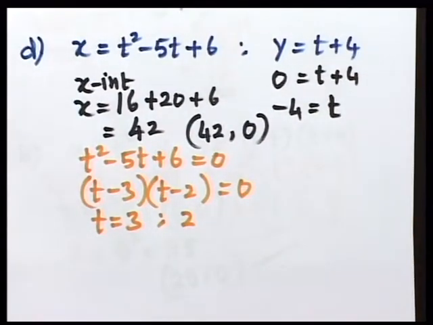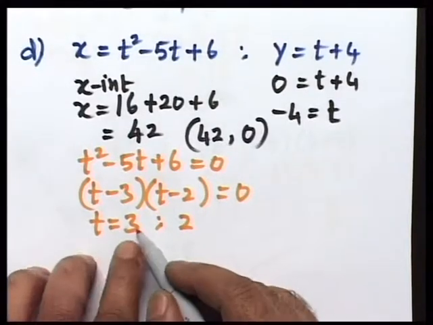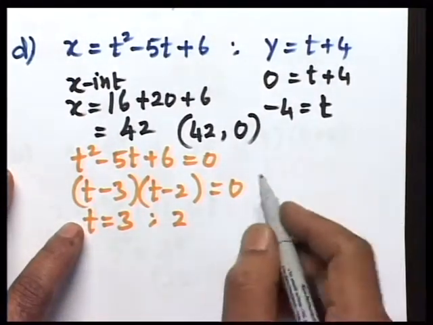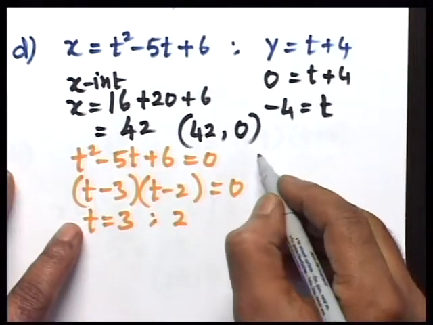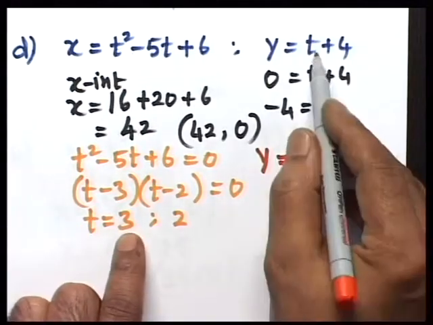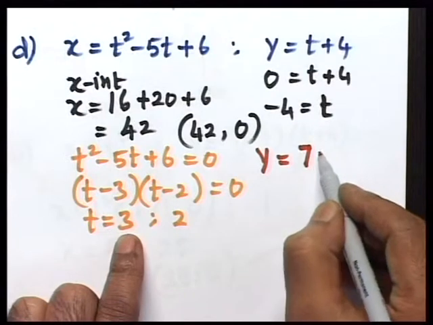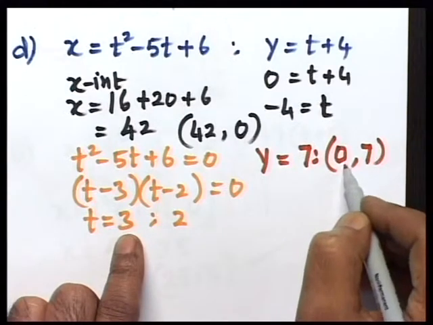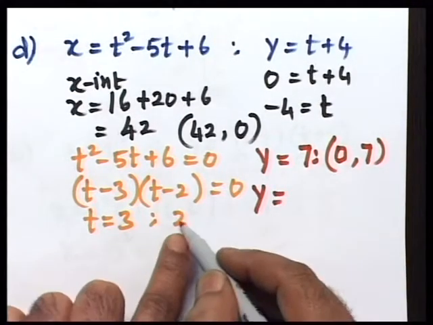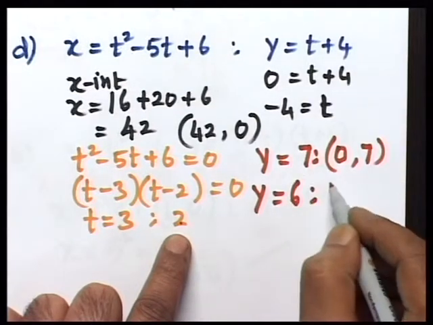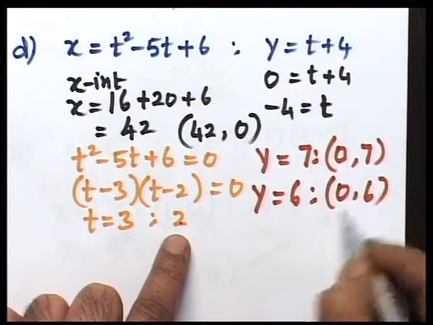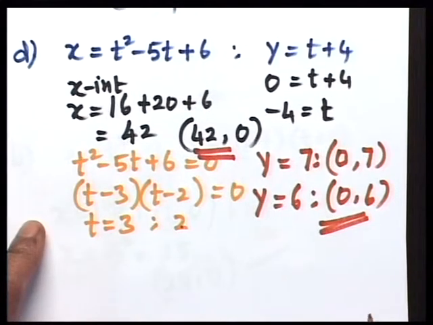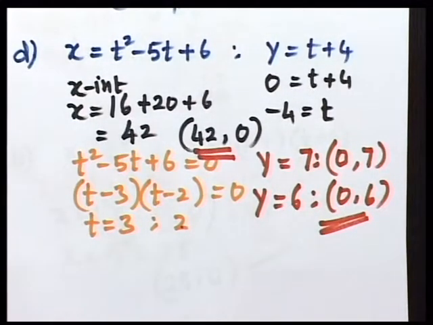When you get t equals to 3 and 2, we are supposed to substitute both of them in there to get the y-intercept. So we got y equals to, when t is 3, 3 plus 4, 7. So the point that we have now is actually 0, 7. That's the y-intercept. The next one, y equals to, substitute 2 there, 2 plus 4, 6. So the point is now 0, 6. So those are the two y-intercepts, but we have only one x-intercept, right? That's how you do these sums.